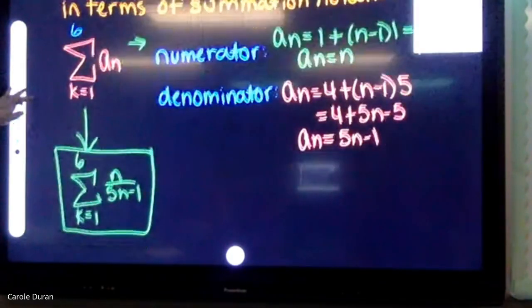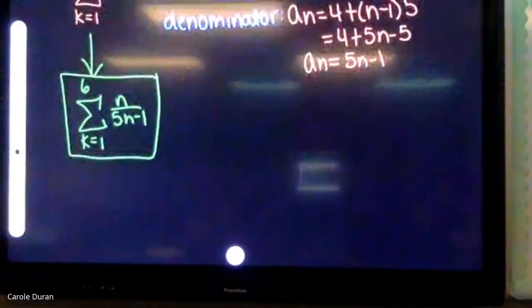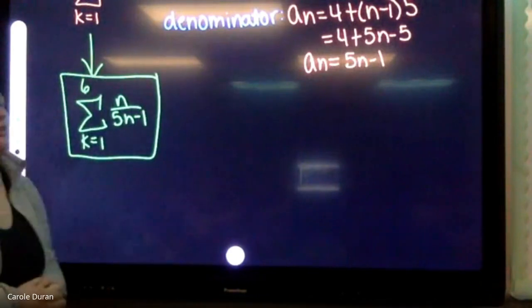And then we are finished with the entire set of notes. So you should definitely be able to finish your homework now, and tomorrow we will start with geometric sequences.